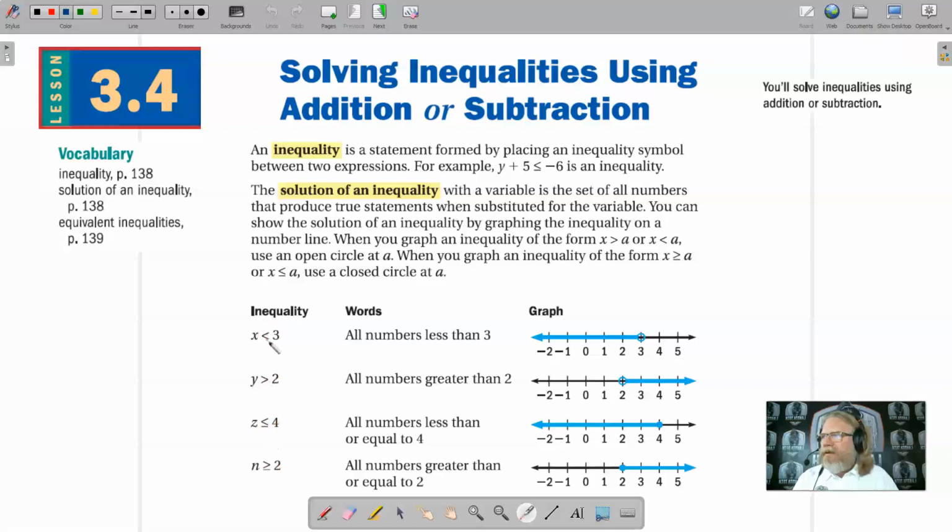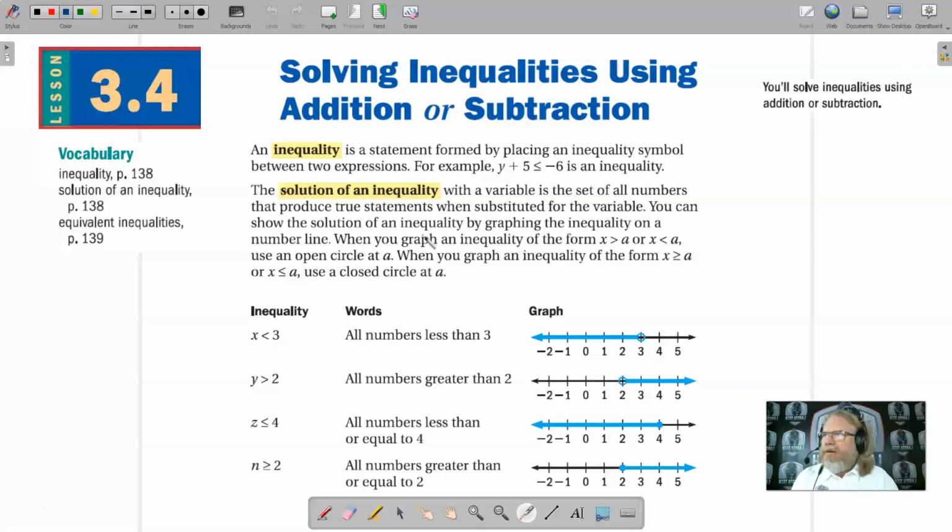Right here, the first one where the arrow's pointing left, we read this as is less than. Here, arrow pointing to the right, we read this as is greater than. And then this one here with the arrow to the left and the line under it, we read this as is less than or equal to. And then with the arrow pointing to the right with the line under it, we read this as is greater than or equal to. The solution of an inequality with a variable is a set of all numbers that produce a true statement when substituted for that variable.